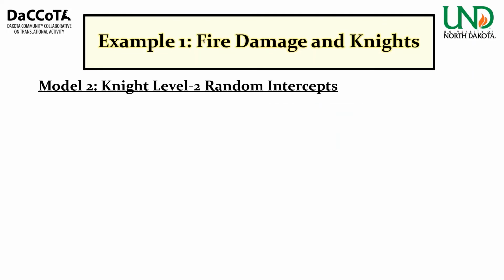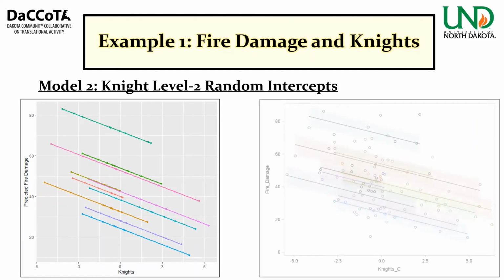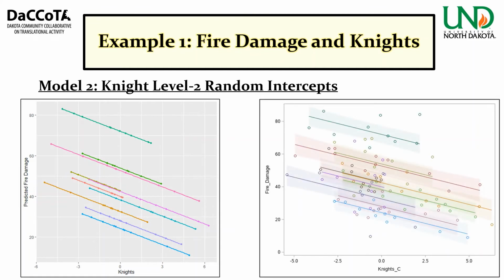So again, as knights increase, fire damage decreases. But now you can see different regions have different starting levels of damage. So these are just the predicted values as a line in R. SAS, a little more fancy. I have the predicted line. We have the raw values and then bands for each region, confidence intervals.